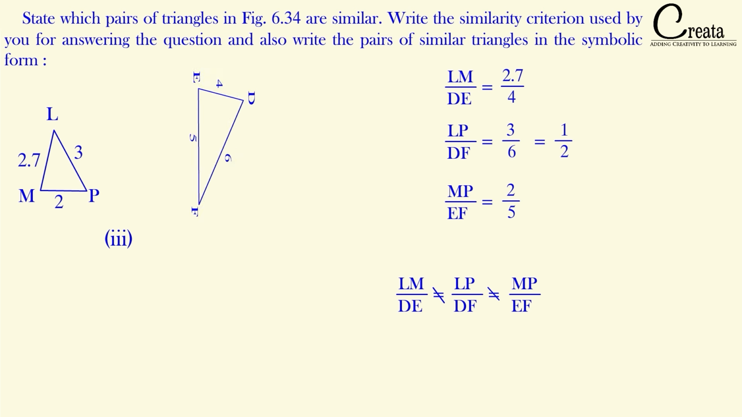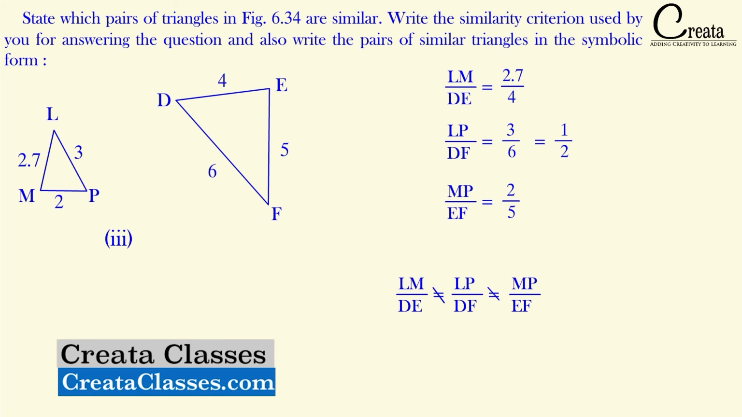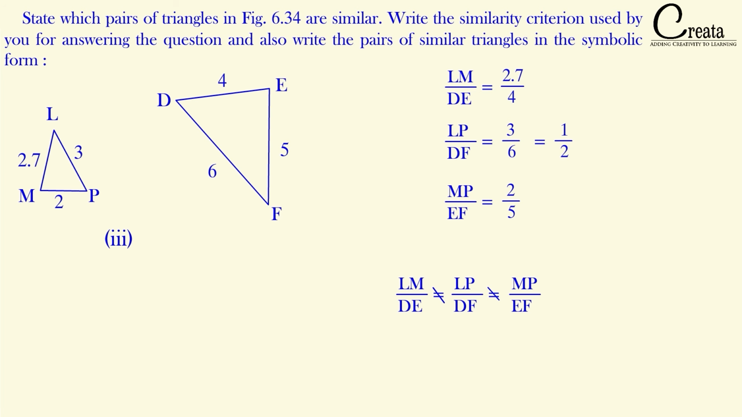You can rotate the triangle, you can flip the triangle, you can do anything. Still, the ratio of the corresponding sides will not match with each other. So these two triangles are not similar to each other. Got it? These two triangles are not similar to each other because by rotating, by flipping, by doing anything, the ratios of the corresponding sides are not matching with each other. Got it?